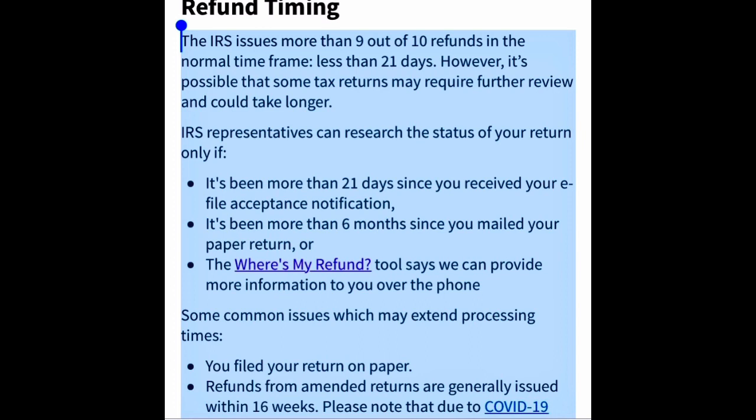If you do not receive your refund within the normal 21 days, you can contact them after 21 days if you e-file, and if you mail your return, 6 months. If it's been more than 6 months and you have not received an update on the WMR, the Where's My Refund tool, then you can start to contact the IRS by phone. If you file on paper, or if you complete an amended return, it can take 16 to 20 weeks to complete. So 152 is simply that the IRS has your tax return.